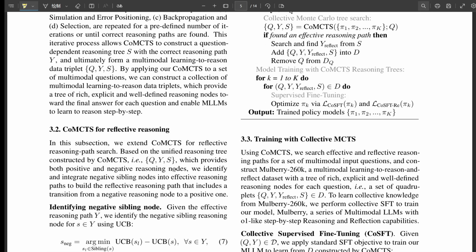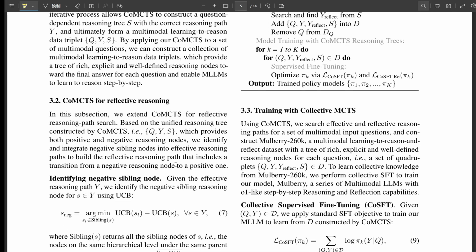Okay. And the other one is LCO-SFT-RE, which incorporates those reflective learning moments, allowing the model to learn from its mistakes. So it's like having a teacher that doesn't just show you the right way, but also shows you why the wrong way was wrong. Exactly. And these two approaches work together to ensure that the Mulberry model doesn't just find the right answer, but understands the reasoning behind it.